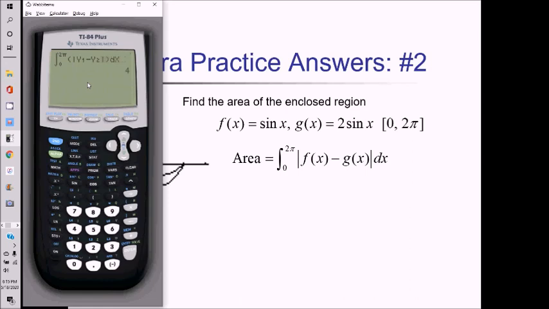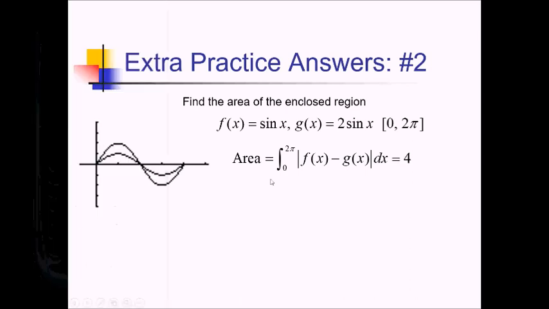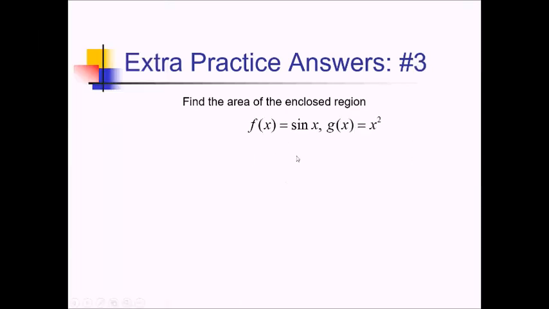And let's see what all that comes out to. Yeah, exactly 4. Sweet. On this problem, I want to find the area enclosed by sine of x and x squared.